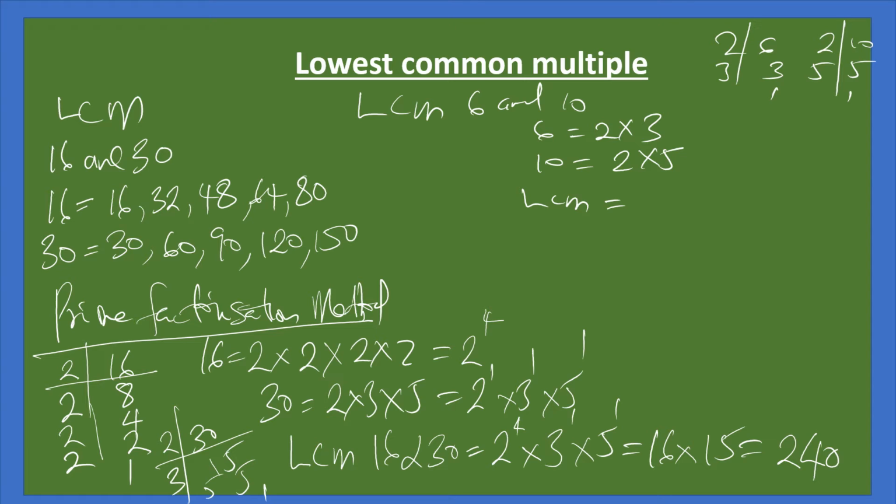So the LCM in this case is going to be what? What is the highest number of times 2 appeared between 6 and 10? Just once. So you take 2 once, then 3 once, and 5 once. So 2 times 3 is 6. 6 times 5 is equal to what? 30.